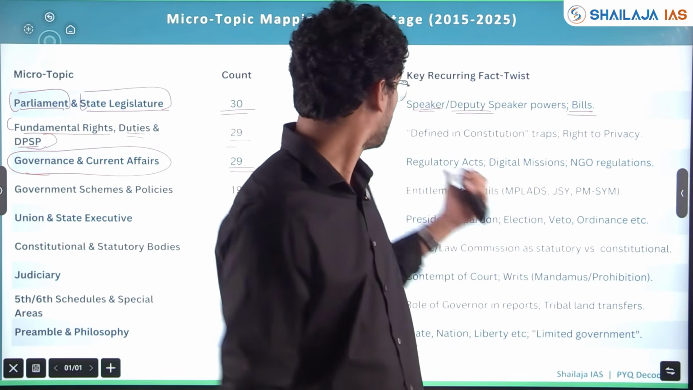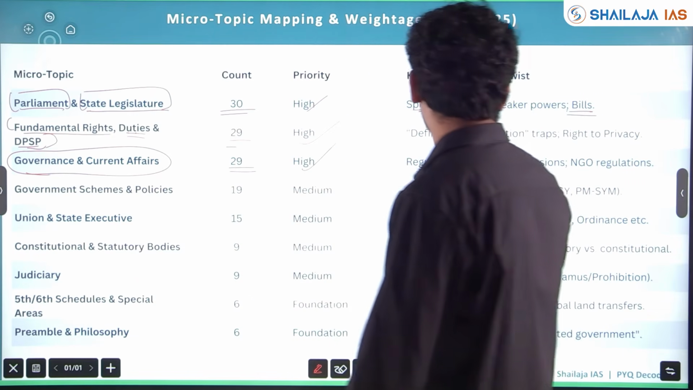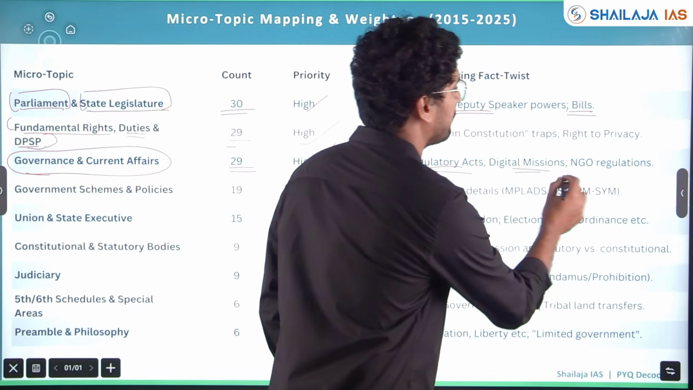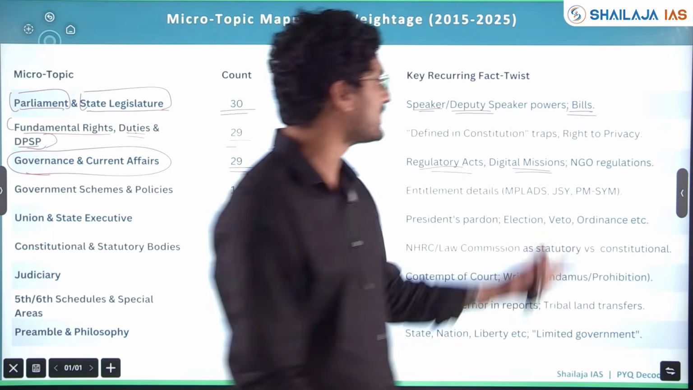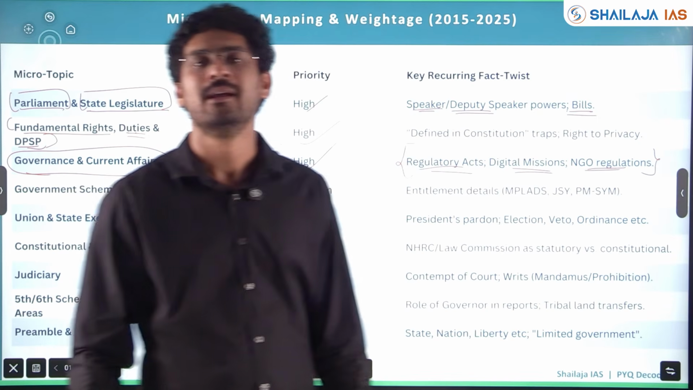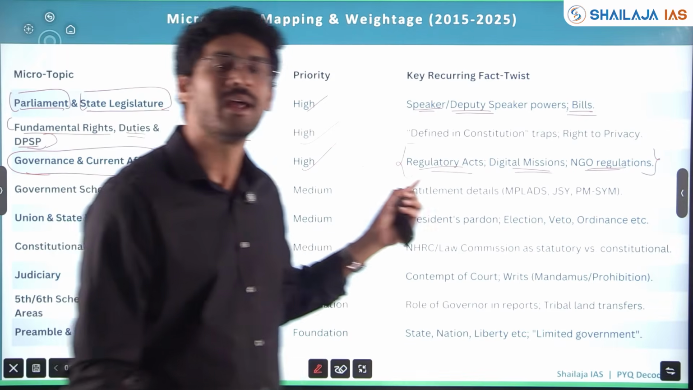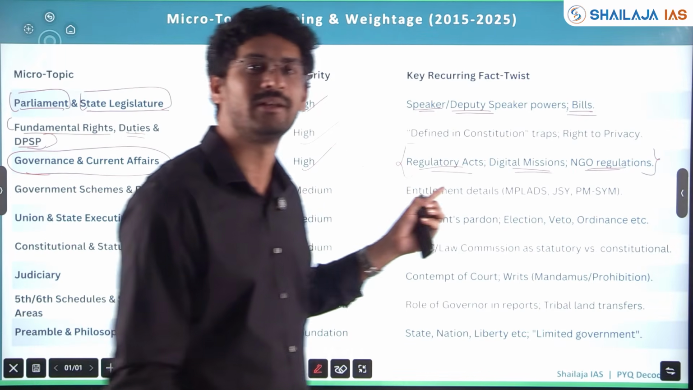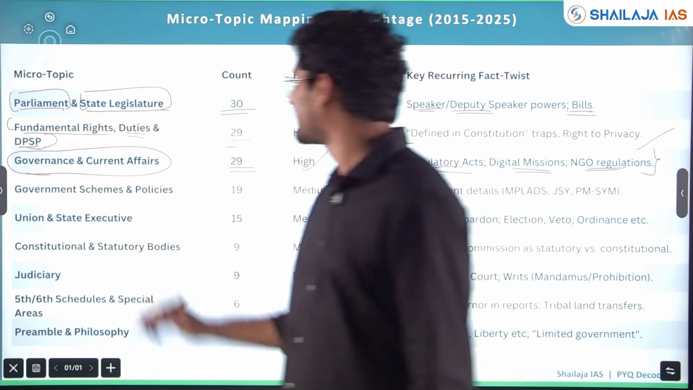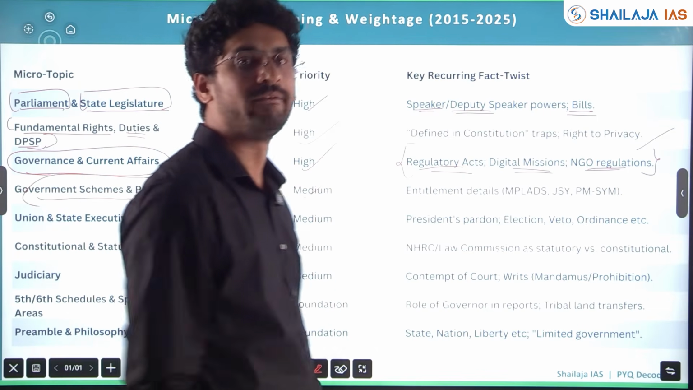In 2024 it was more. High priority: regulatory acts, for example, digital mission, inclusion missions, NGOs, regulatory bodies, all these questions are coming from here. If you wonder, I have read polity and where the heck this question is coming from, these are coming from your rights and issues, the syllabus which has been given in your polity prelims, what you have to study.